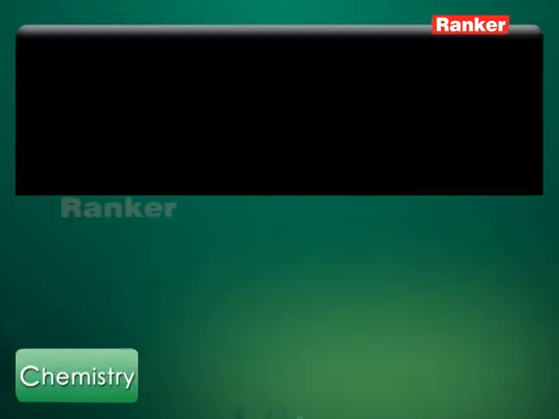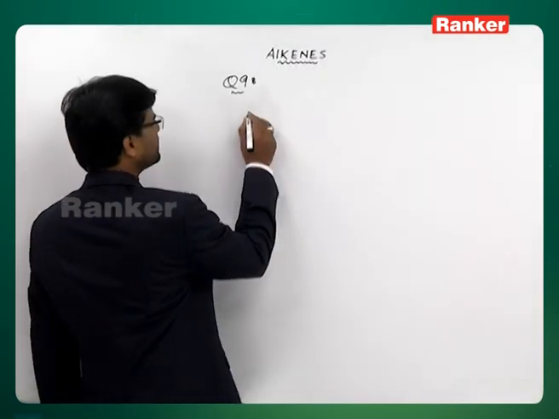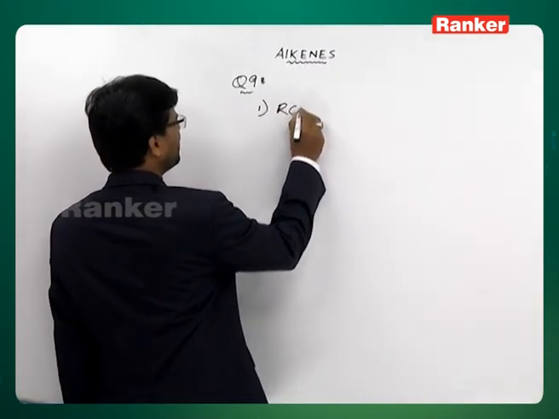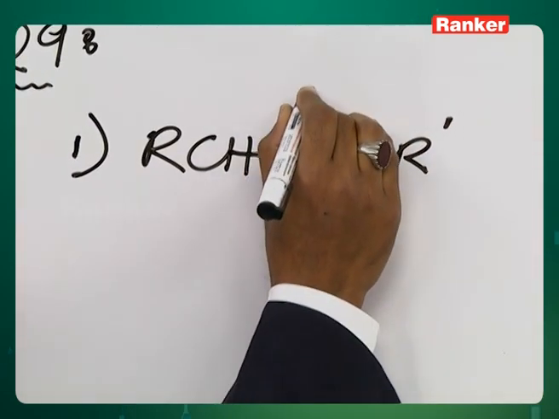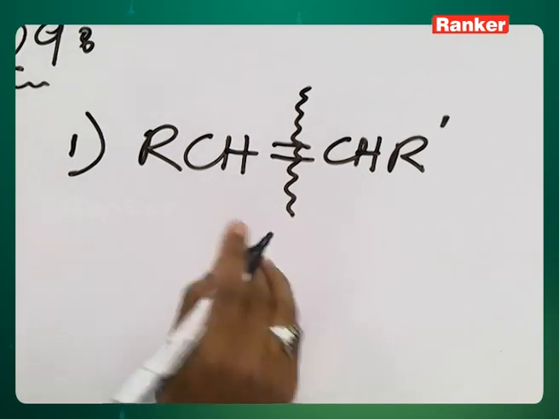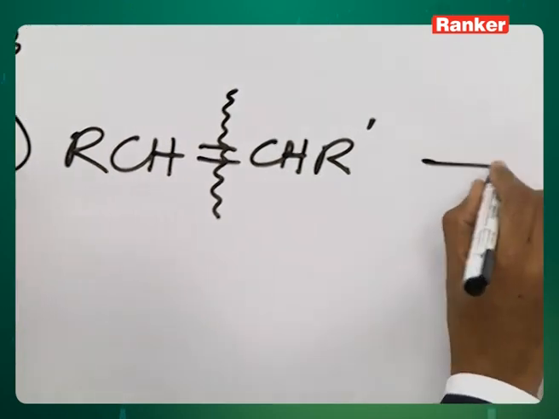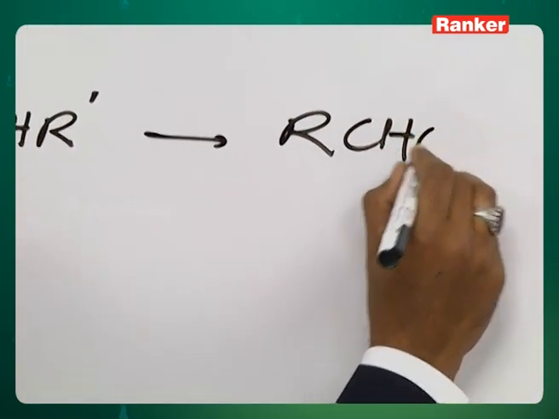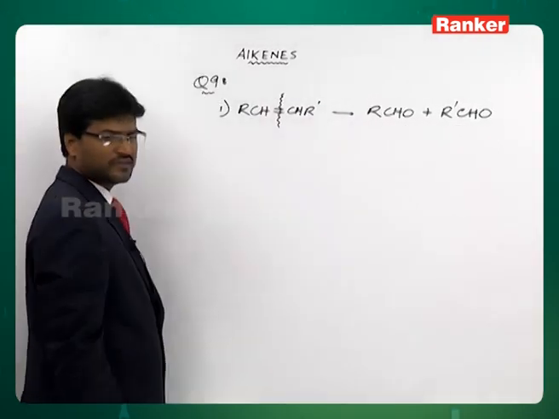Question number 9. The unsaturated hydrocarbon forms aldehyde and ketone on ozonolysis. Now, we have to identify the hydrocarbon which can give aldehyde and ketone on ozonolysis. Look at the options. First option given is RCH double bond CHR dash. The overall reaction of ozonolysis is breaking of the C=C double bond, and you need to put 2 oxygens on either side. So, you get RCHO and R dash CHO, both are aldehydes. So, first option is ruled out.